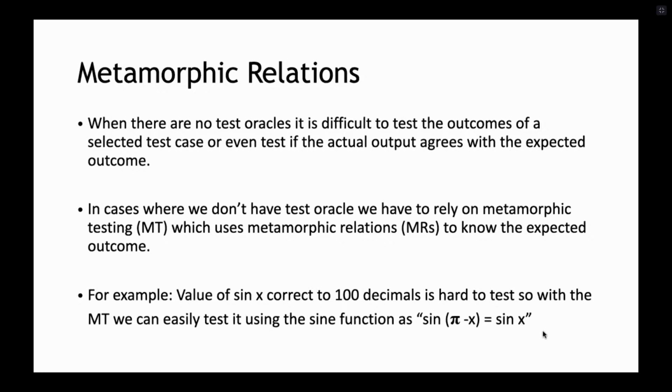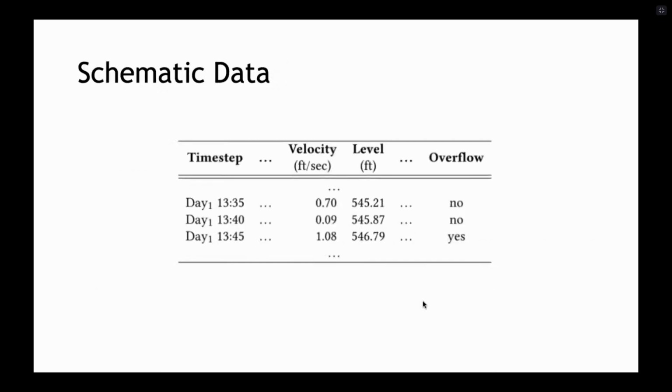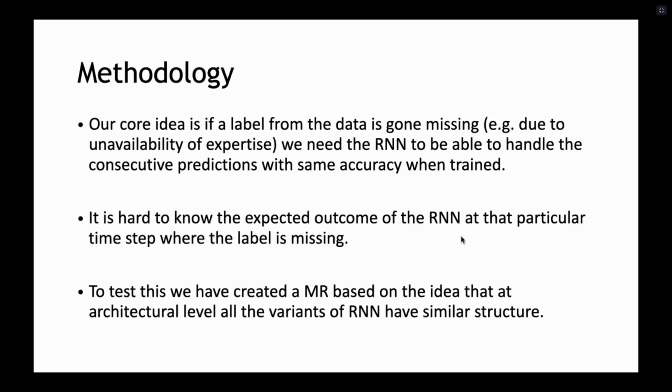Over here, this is a snippet of the data that we have. Due to confidentiality reasons, we cannot show the exact data, but these are the features and this is the overflow label that we are going to predict. Our idea comes from the inference that if a label has gone missing at this particular point, will the RNN be able to predict the consecutive label, which is over here, correctly? So this is the main idea of our paper.